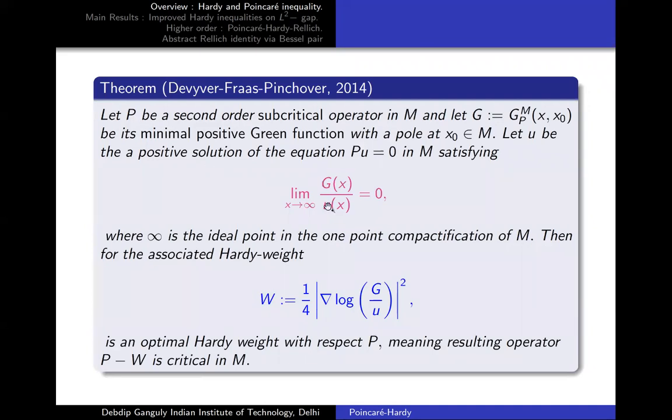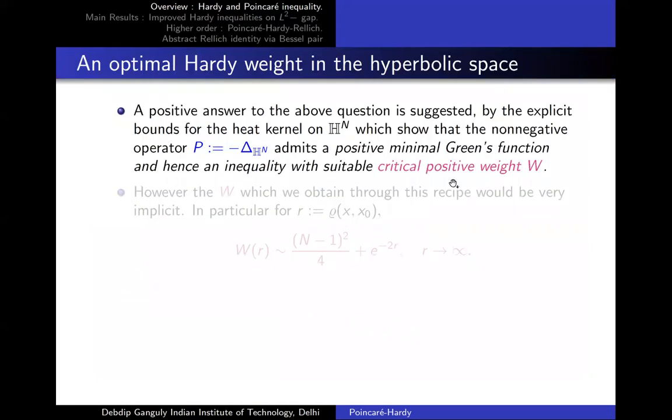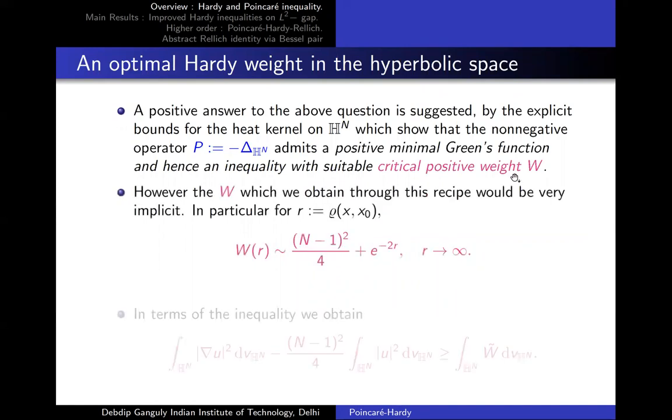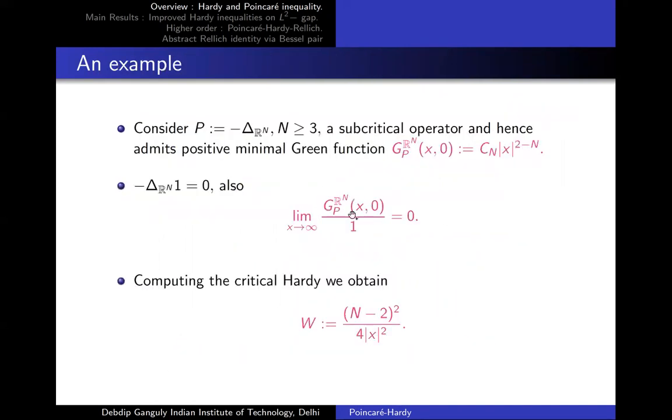Okay, u is 1. So again we can check easily. It's not very difficult to check that the Green's function for H^n also goes to 0 as x tends to infinity in the hyperbolic space. It can also be easily checked. So everything is there, and you can construct this gradient of log G. Now you compute it.